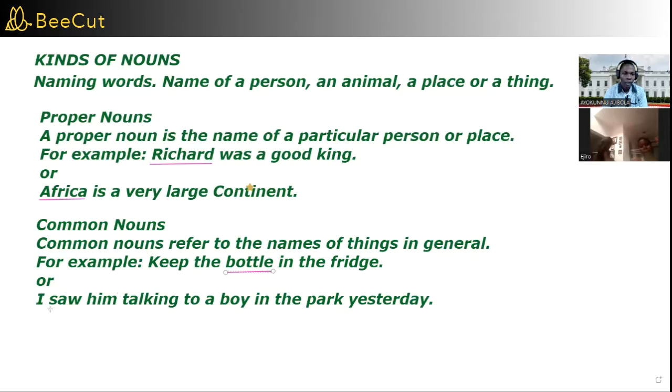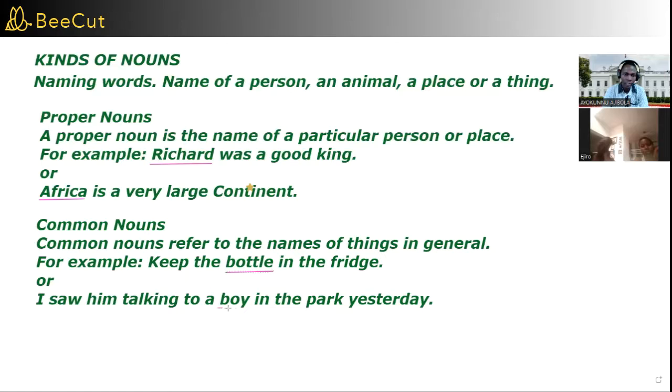But I saw him talking to a boy in the park yesterday. Even here, fridge is a name. We can say fridge is proper because it's a particular kind of product. It's a particular object that is called fridge. There are no two objects that are called fridge. But here, bottle is just a bottle of anything. Unless I want to say, okay, Thermocool fridge or any other fridge, then fridge there becomes common now.